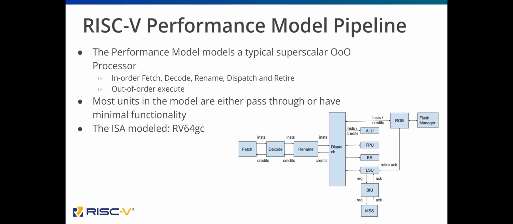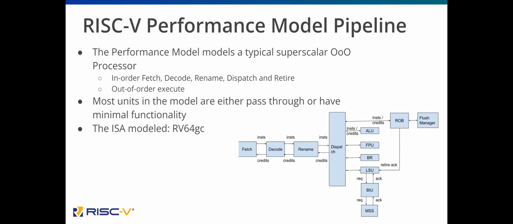The block diagram of the model processor looks like this, which is typical of what you would expect for superscalar processors: in-order fetch, decode, rename, in-order dispatch, then out-of-order execute, and finally in-order retire. So there are all these blocks there.